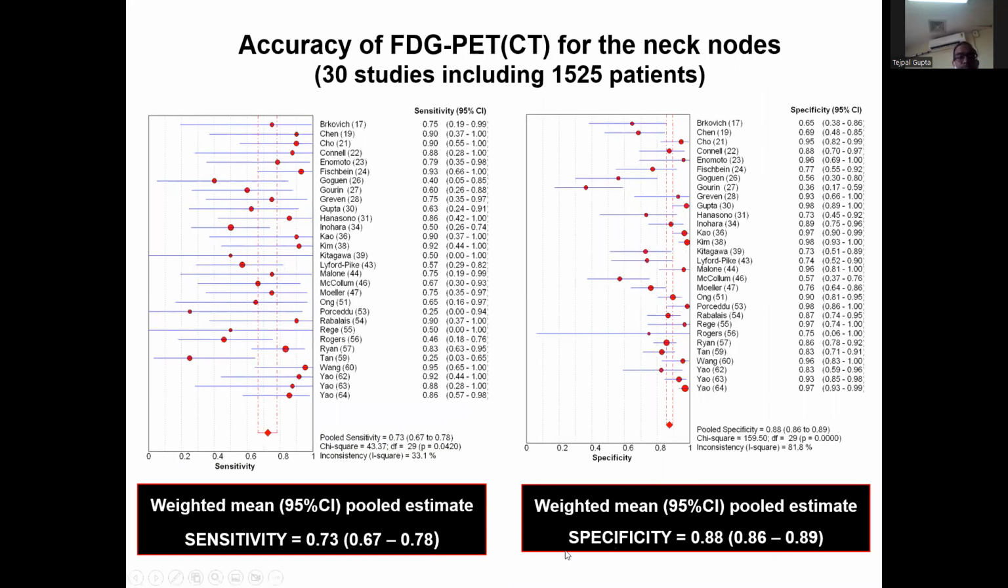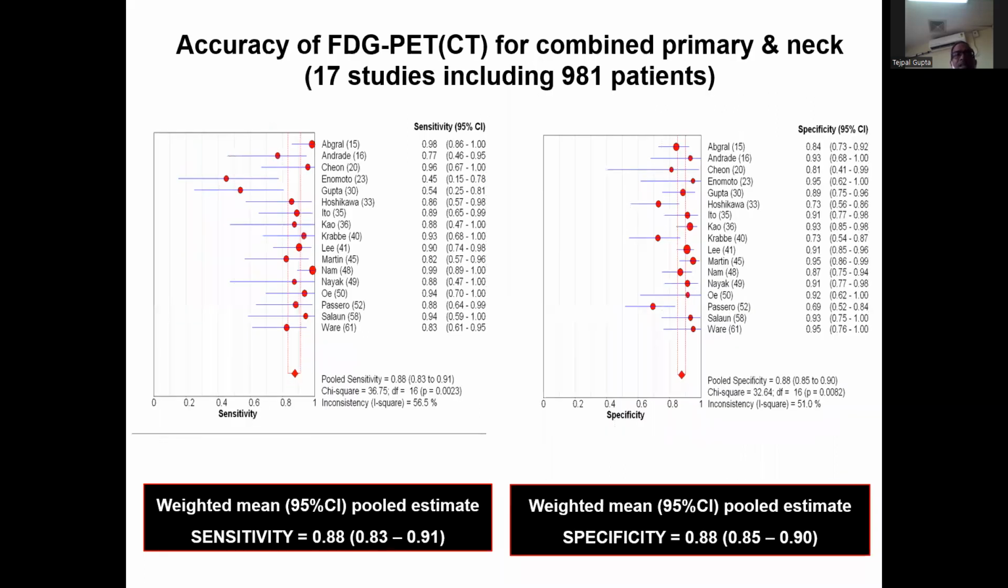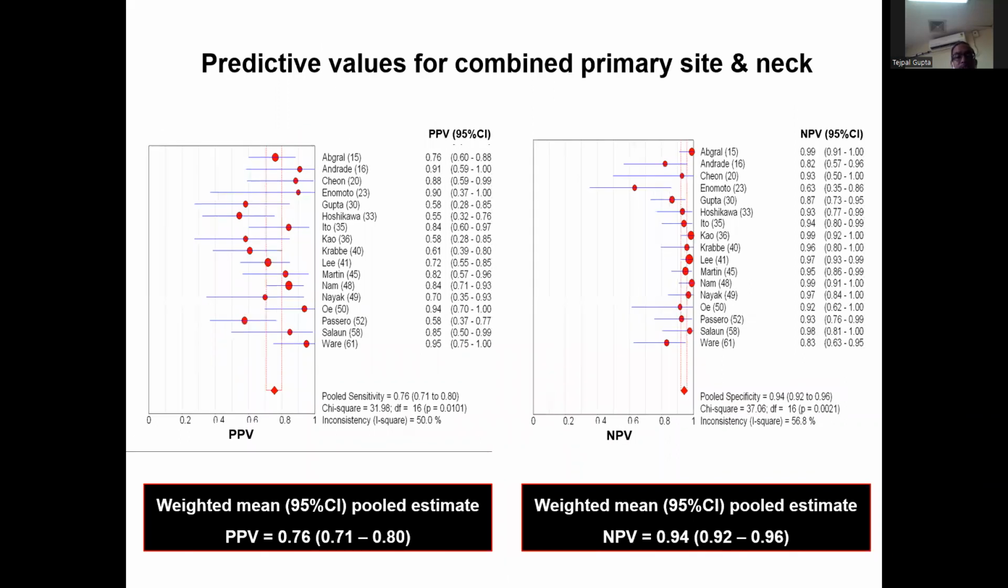For the neck node, the sensitivity was 0.73, the specificity was 0.88. Again, the positive predictive value was quite low, 0.52, but negative predictive value was again exceptionally high, 0.95, 95% CI ranging from 0.93 to 0.96. If we combine primary site and neck, the sensitivity and specificity were 0.88 and 0.88 respectively. The positive predictive value was marginally better, but again not very good, 0.76. But NPV was again quite good, 0.94, 95% CI ranging from 0.92 to 0.96.